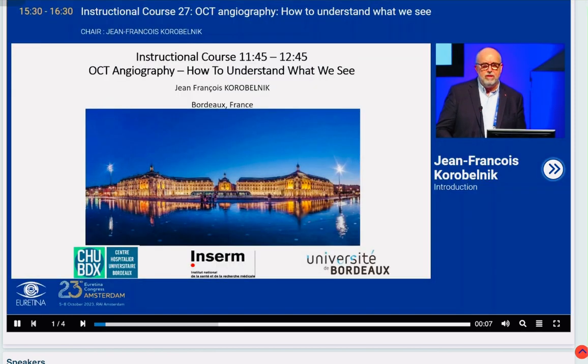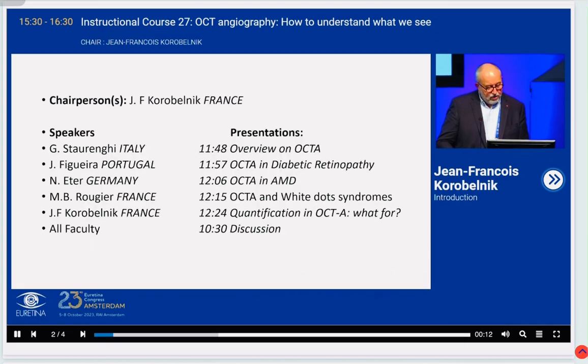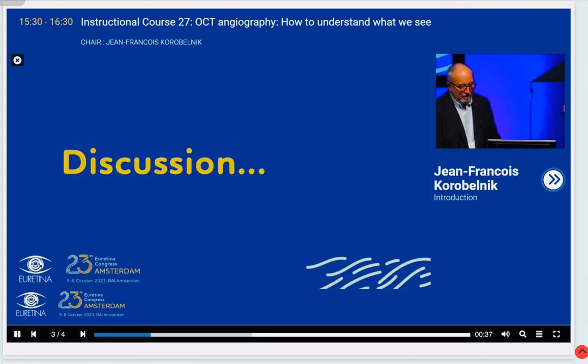So this is the OCTA course, how to understand what we see. You will have those topics and speakers, Giovanni Storenghi, Joao Figueira, Nicole Etter, Marie-Bénédicte Rougier, and myself at the end. We will cover all the different phases of the OCTA images that we get, the machines, and how to understand. First, Giovanni Storenghi from Milan, please give us an overview on OCTA. Please, Giovanni. Thank you.